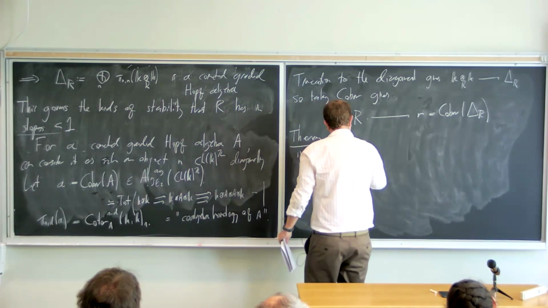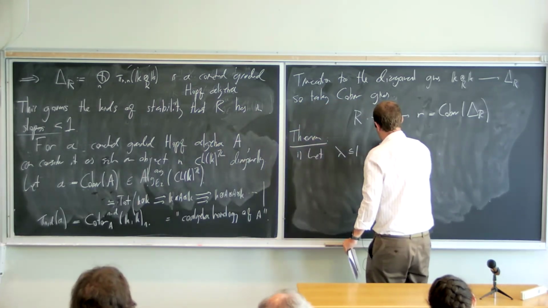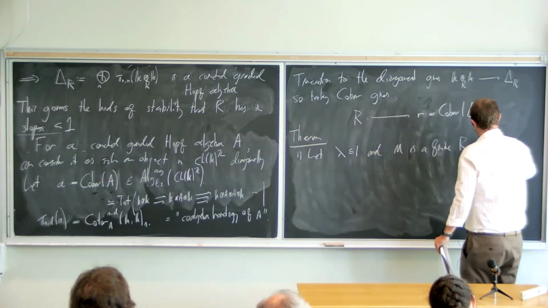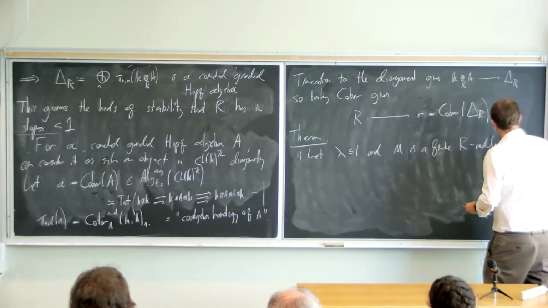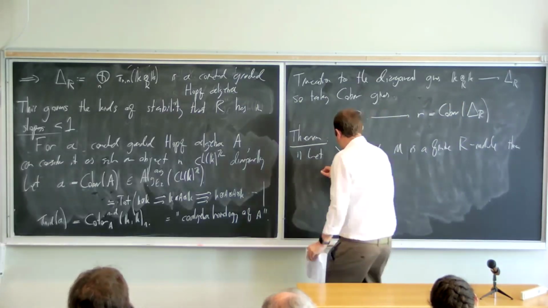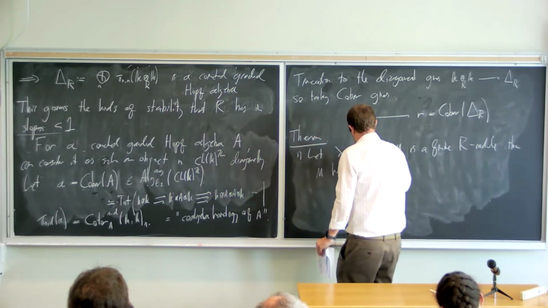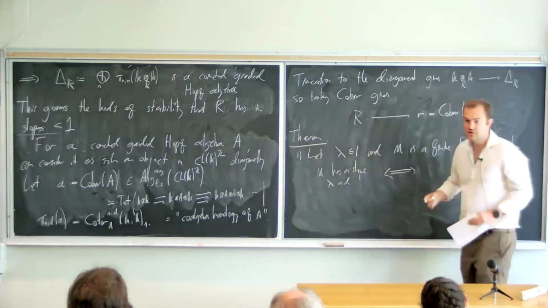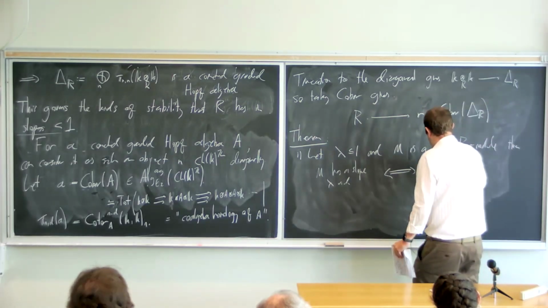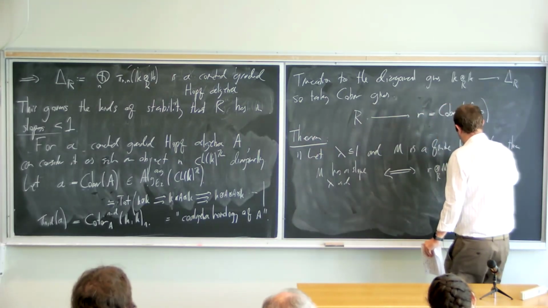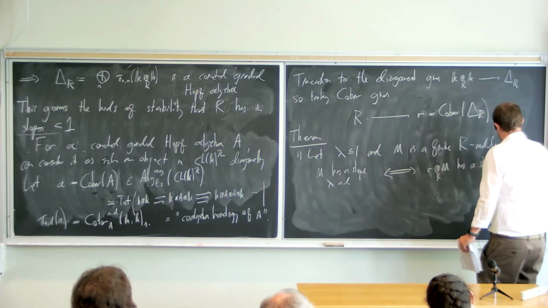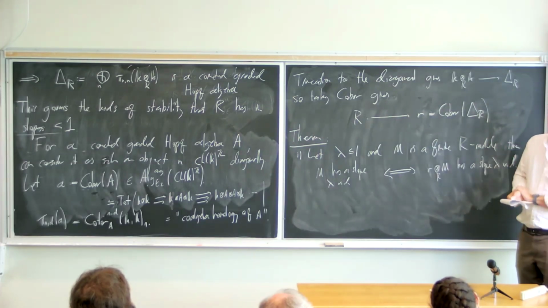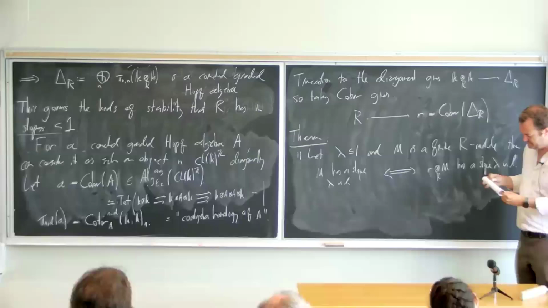So if lambda is less than or equal to 1 and M is a finite R module, then M has a slope lambda vanishing line if and only if its base change to little r does. So I can test vanishing lines by base changing down to little r. That's what the first part says.